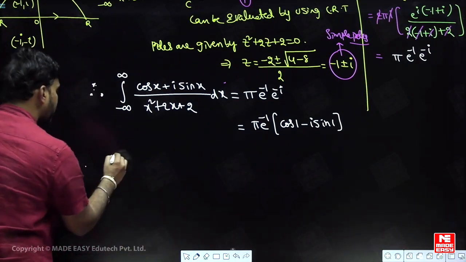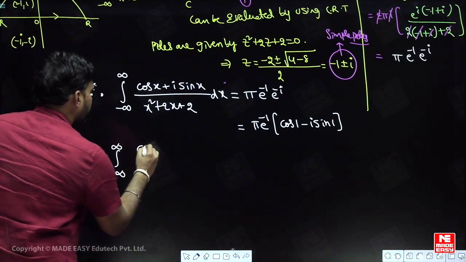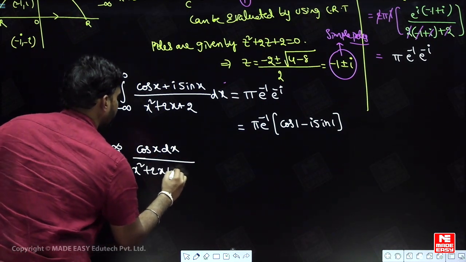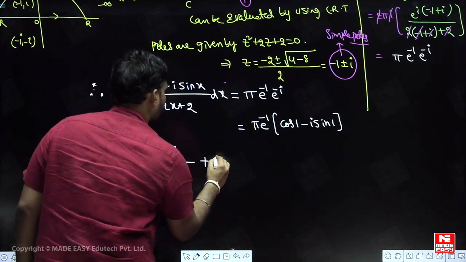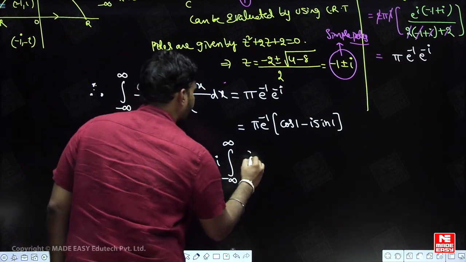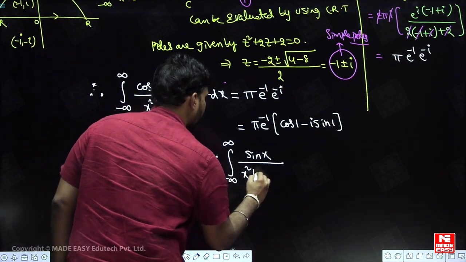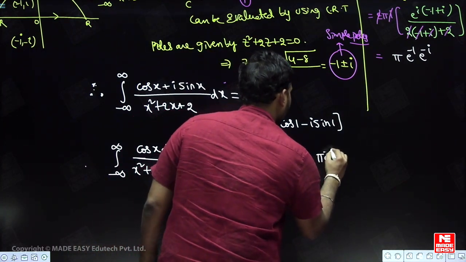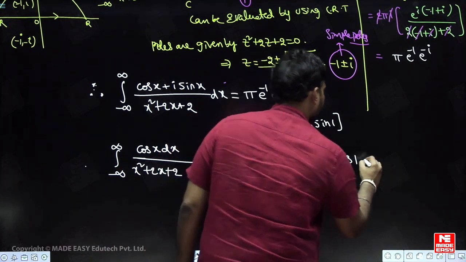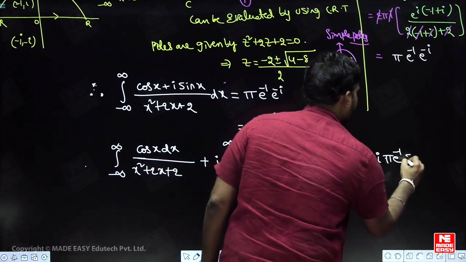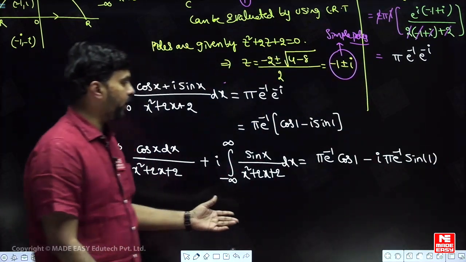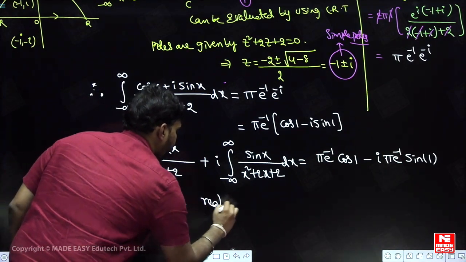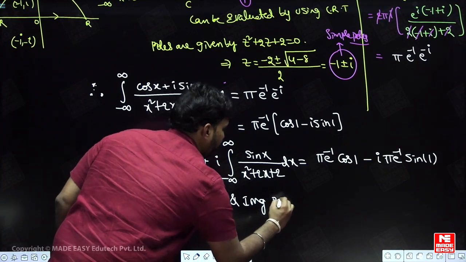Now I will write this integral as the integral from minus infinity to infinity of cos x dx by x square plus 2x plus 2, plus iota times the integral from minus infinity to infinity of sin x by x square plus 2x plus 2 dx, is equal to pi e power minus 1 cos 1 minus iota pi e power minus 1 sin 1. You get it. So now equate the real and imaginary parts.